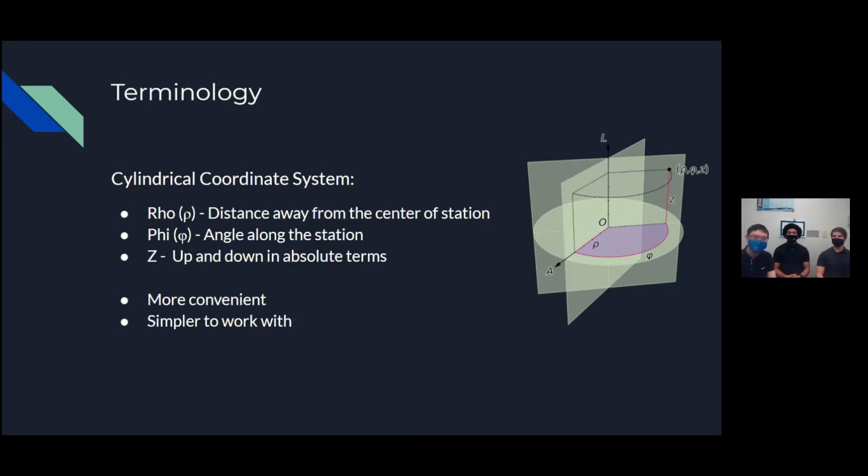The cylindrical coordinate system is defined as rho, phi, and z. Rho is radius. It is the distance from the center of the station. Phi is angle along the station. There's a picture here on the right that we pulled from Wikipedia. And z is up and down. It's the same as the Cartesian plane.